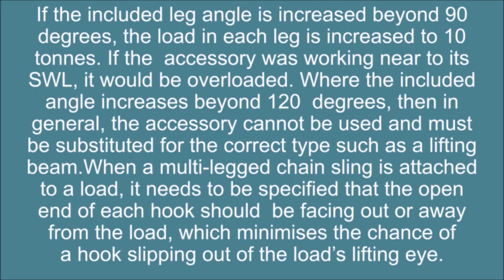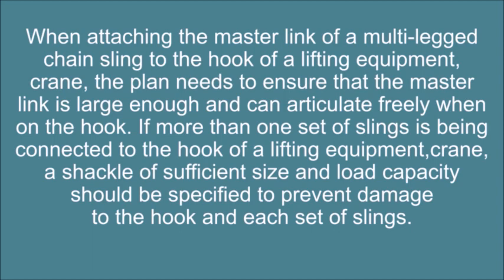When a multi-legged chain sling is attached to a load, it needs to be specified that the open end of each hook should be facing out or away from the load, which minimizes the chance of a hook slipping out of the load's lifting eye. When attaching the master link of a multi-legged chain sling to the hook of a lifting equipment crane, the plan needs to ensure that the master link is large enough and can articulate freely when on the hook. If more than one set of slings is being connected to the hook of a lifting equipment crane, a shackle of sufficient size and load capacity should be specified to prevent damage to the hook and each set of slings.